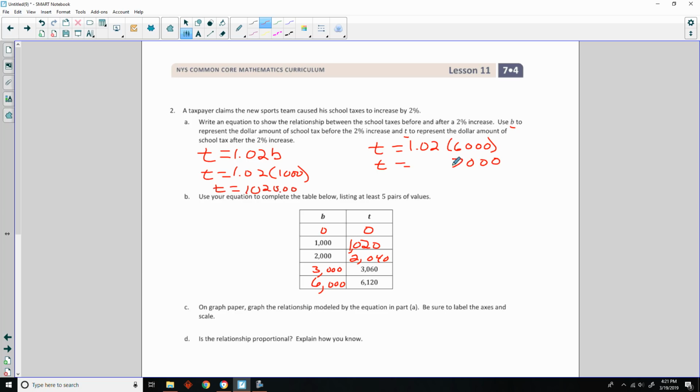and I would get T equals 0, 0, 0. 6 times 2 is 12, carry the 1. 6 times 0 is 0, plus that carried 1. 6 times 1 is 6. 2 decimal places is 6,120. So it went 0, 1,000, 2,000, 3,000, 6,000.